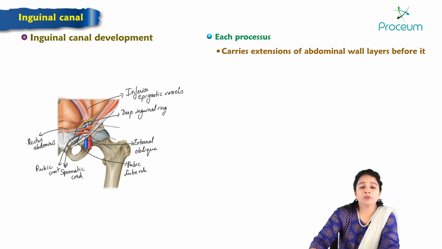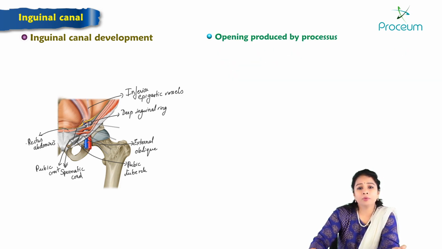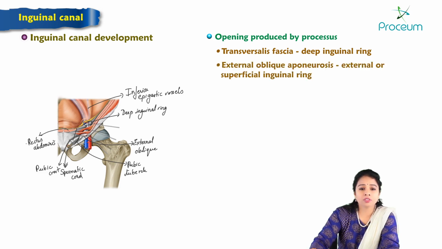Each process pushes out layers of the abdominal wall before it, and together they form the walls of the inguinal canal. In males, they also form the coverings of the testis and spermatic cord. The opening produced in the transversalis fascia by the processes is the deep inguinal ring, and that in the external oblique aponeurosis becomes the external or superficial inguinal ring. So between the rings is the inguinal canal. So this is the development of the inguinal canal.